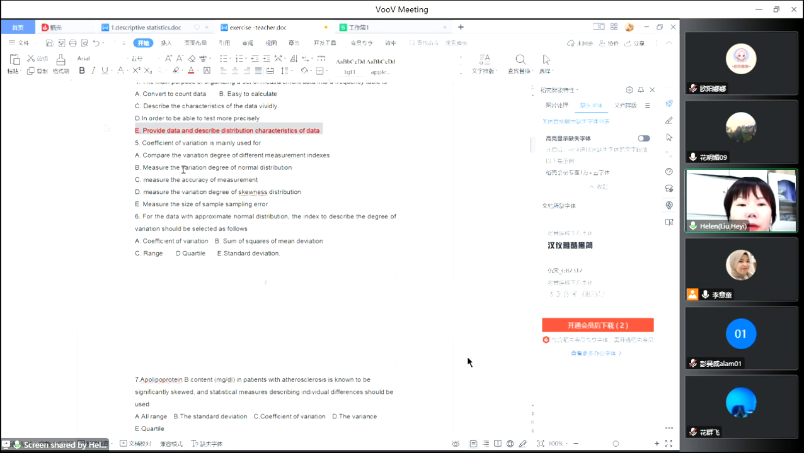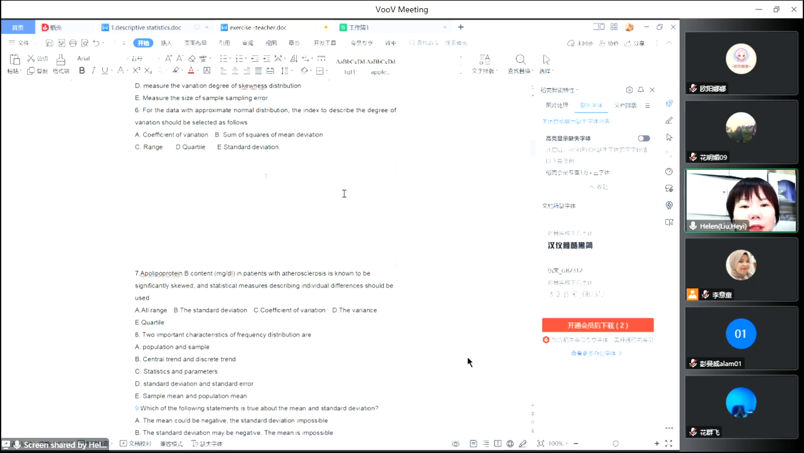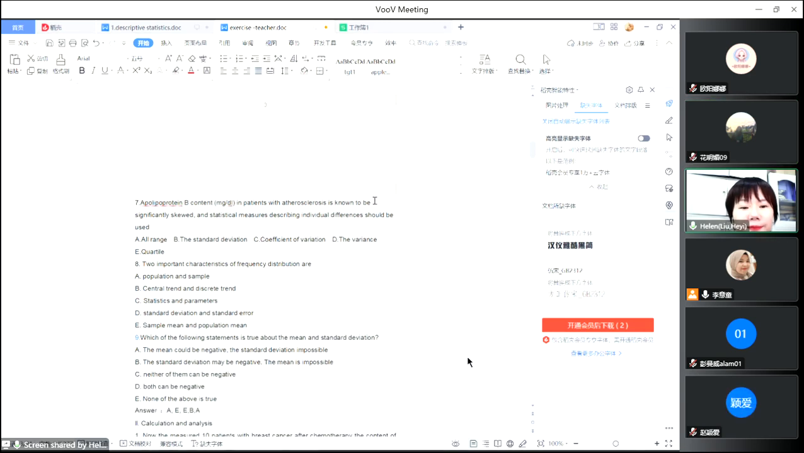So question 5, coefficient of variation is mainly used for which answer is correct? A. Yes, very good. And I think Ni Yongfu also elaborated in detail. Very good. 6. For the data with approximate normal distribution, the index to describe the degree of variation should be selected as follows. So which one? E. Yes, standard deviation.